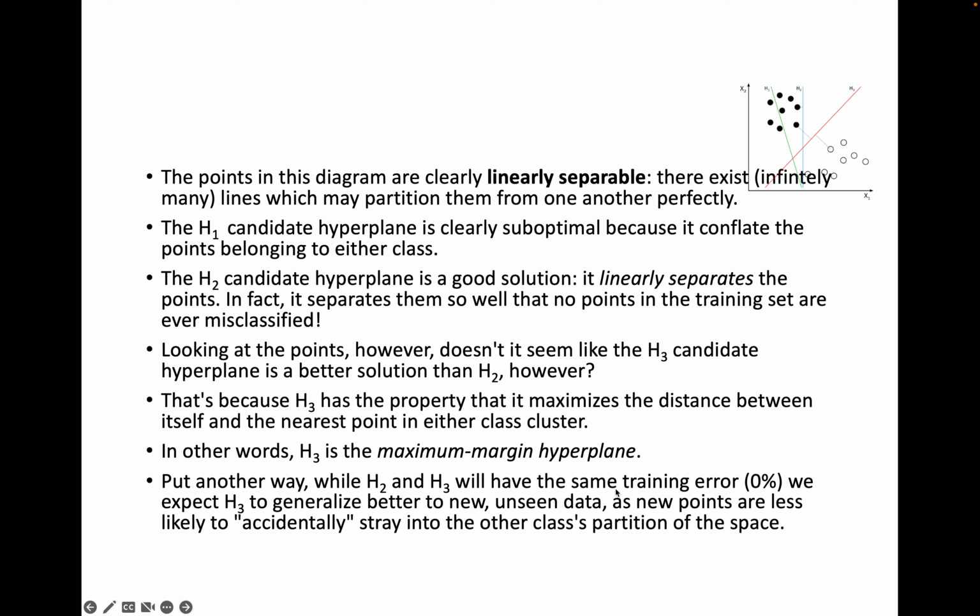H2 and H3 will have the same training error, 0%. We expect H3 to generalize better to new unseen data, as new points are less likely to accidentally stray into another class partition of the space. Testing data is different from the training data, the more unseen it is to the model, the newer it is to the model. So H3 works better because it has higher margins, so it is able to account for the new data as well, not only the training data.